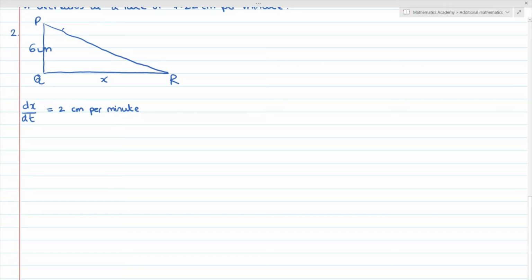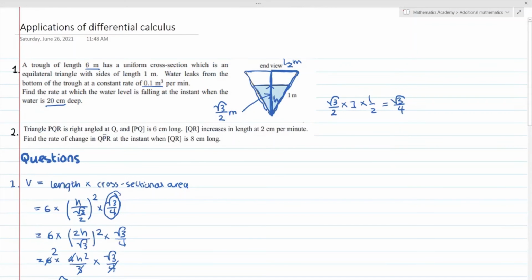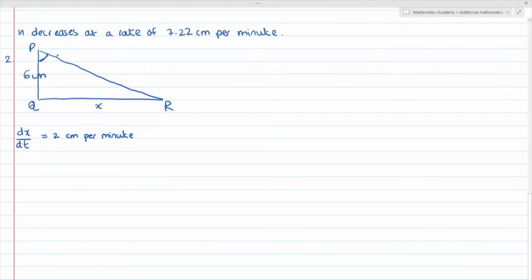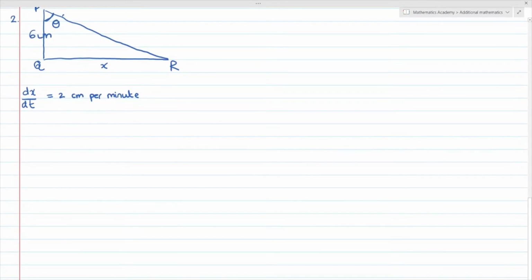And now we want to find out how the angle here, which is angle QPR, let's call that theta, how that changes when x is at a specific value, namely 8 centimeters. So again, as before, we need to relate x and theta together. So this is just a right angle triangle. So immediately we can see that tan theta is equal to x over 6, and therefore x is equal to 6 tan theta.